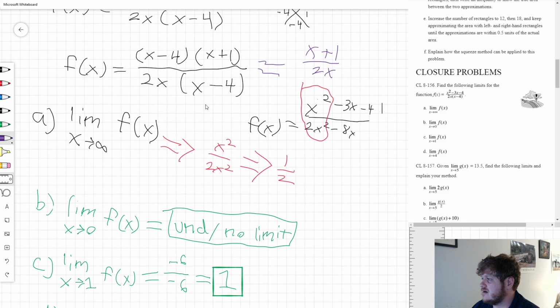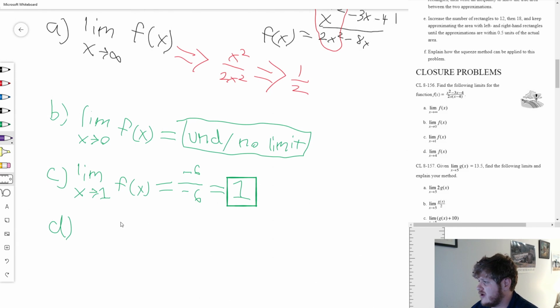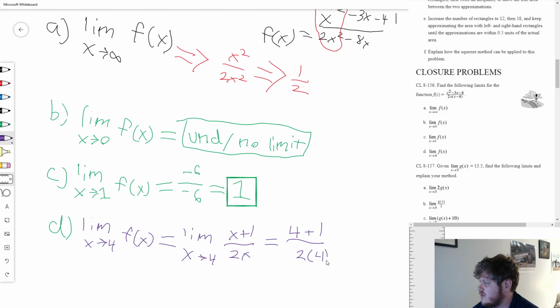So if we then write that out, limit as x approaches 4 of f of x is going to be equal to the limit as x approaches 4 of x plus 1 over 2x, which when we plug in 4, we get 4 plus 1 over 2 times 4, which equals 5 over 8. Now, that is what we get for D.